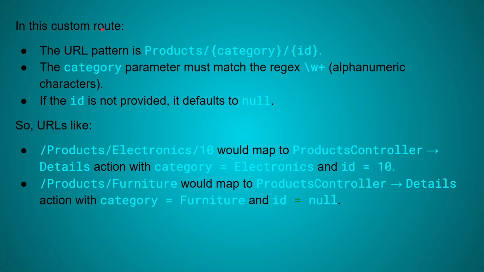In this custom route, the URL pattern is product/category/id. The category parameter must match the regex for alphanumeric characters. If the ID is not provided, it defaults to null. So URLs like /products/electronics/10 would map to the product controller details action with the category electronics and ID equal to 10. /products/furniture would map to the product controller details action with category furniture and ID equal to null.